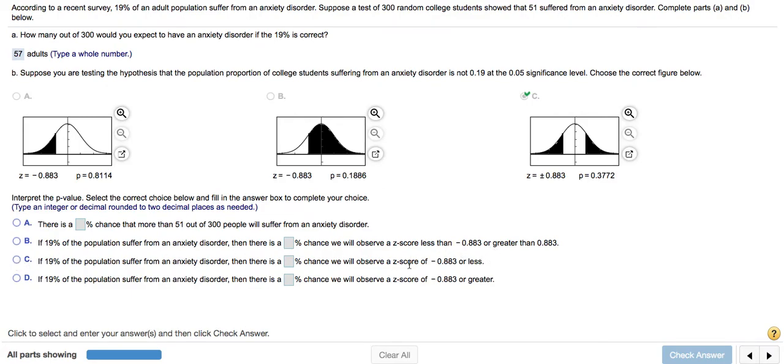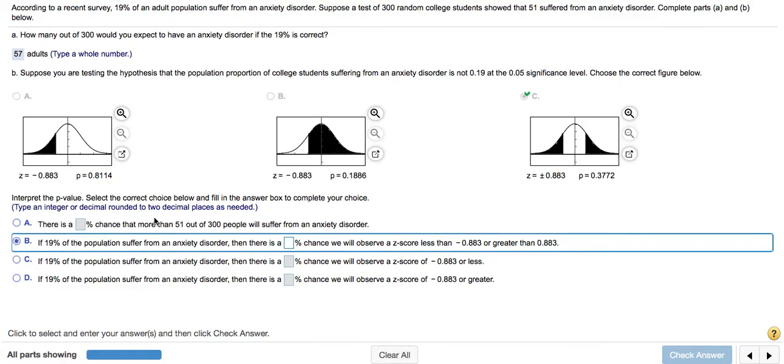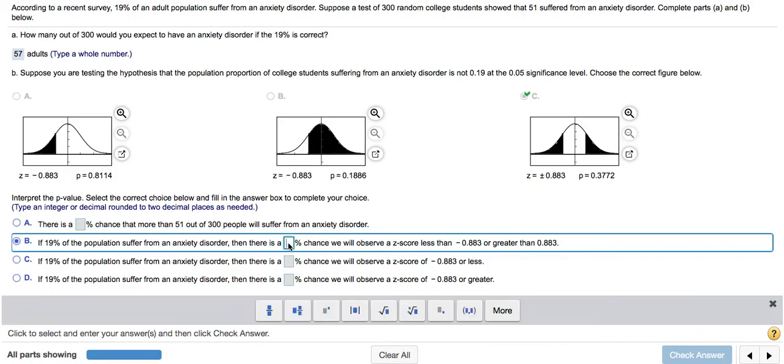It's not going to be C because this is saying only less than, and it's not going to be D because it's saying it's only greater than, and I want to choose the option that reflects both a less than and a greater than, which would be B. So if 19% of the population suffer from an anxiety disorder, there is, okay, and this is where we can put in the p-value. It says to round it to 2 decimal places, but that's after you record it as a percent. So what we can do is take this value and multiply it by 100, which changes it to 37.72, which will be 2 decimal places.